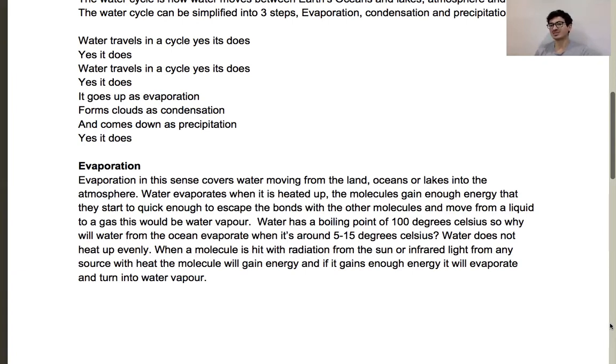So when water heats up, it doesn't heat up evenly. So you can have a molecule of water, so H2O, and it's going to get hit by some radiation from the sun or some infrared light from any heat source. So like for me, I produce infrared light because I have heat. I'm not 0 degrees Kelvin. And that light can hit a water molecule and cause it to evaporate. So a singular water molecule is going to gain energy from absorbing radiation, and it's going to evaporate. So in the evaporation process, pretty much the molecule gains energy and starts moving really quick.